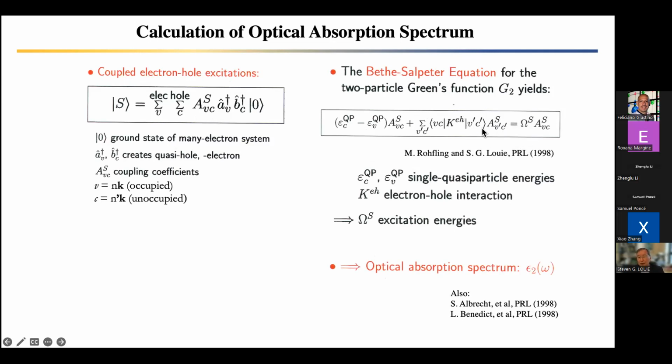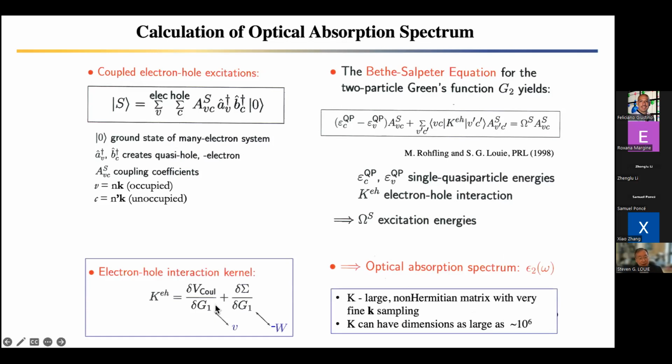It's an effective two-particle equation where epsilon is the quasi-particle energy, which you could get out from the GW calculation, and then K is the electron-hole interaction. So by solving this equation, you get out the excitation energy and the wave function of the correlated electron-hole states. And once you have that, then you could calculate, say, via Fermi's golden rule, the absorption spectrum and also the optical property of a material.